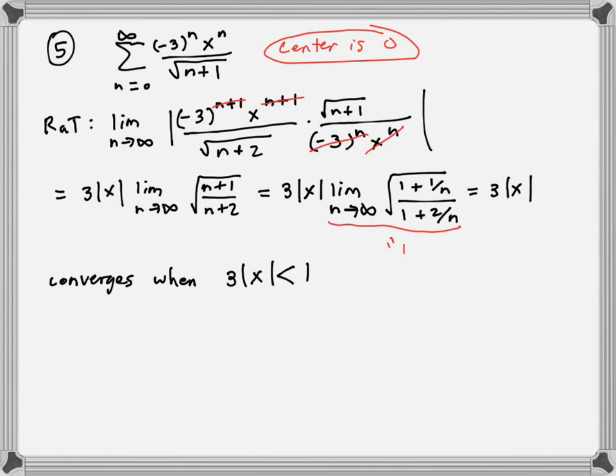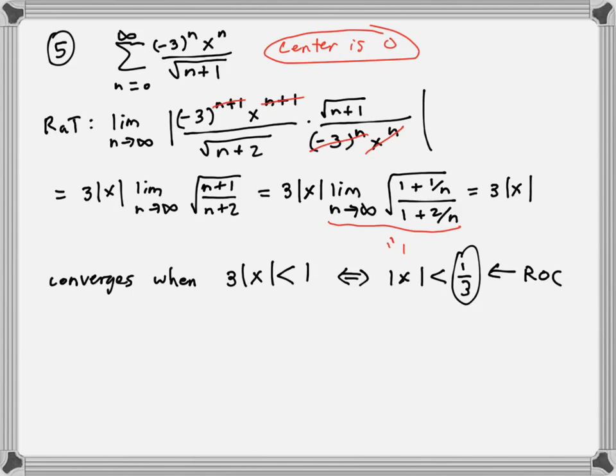Now, does that mean our radius of convergence is 1? No, because we need to isolate the absolute value of x. You always isolate the absolute value part. And so if you divide both sides by 3, you end up with the absolute value of x is less than 1/3. This is the form that we want, and so this guy right here is the ROC, right? The ROC is 1/3.